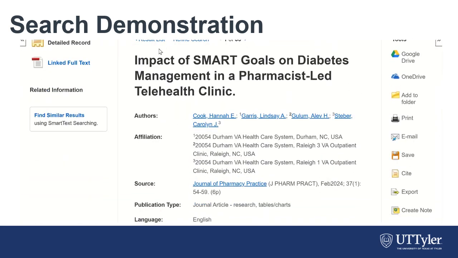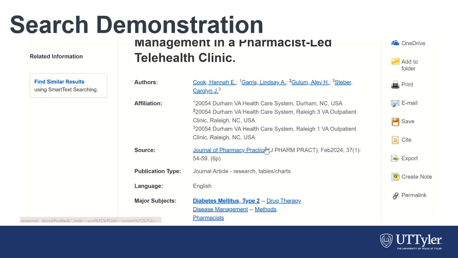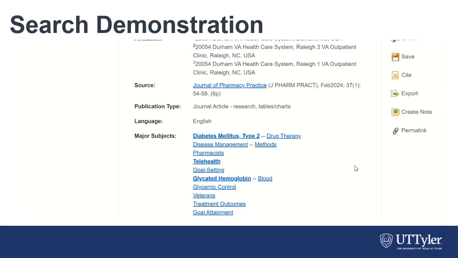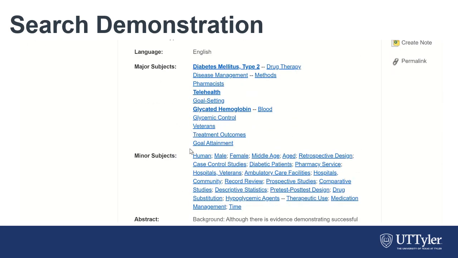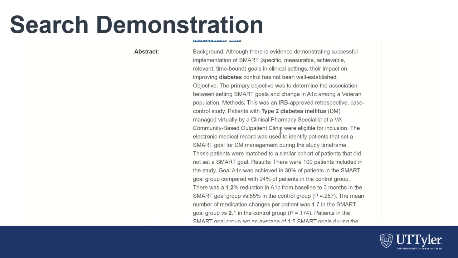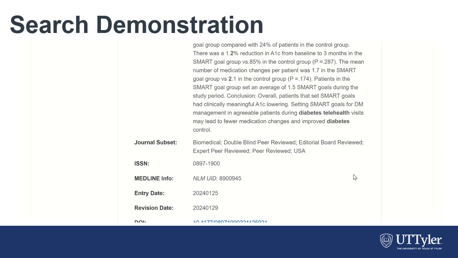Basic tour: title, authors, and their affiliation. This is the journal that it comes from, the issue, and all that good stuff. Look at your major and minor subjects, because sometimes those will help you come up with other terms that you can use to improve your own search. Reading through the abstract will give you an idea if this is a good article for you, and it will also help you come up with terms to improve your search.